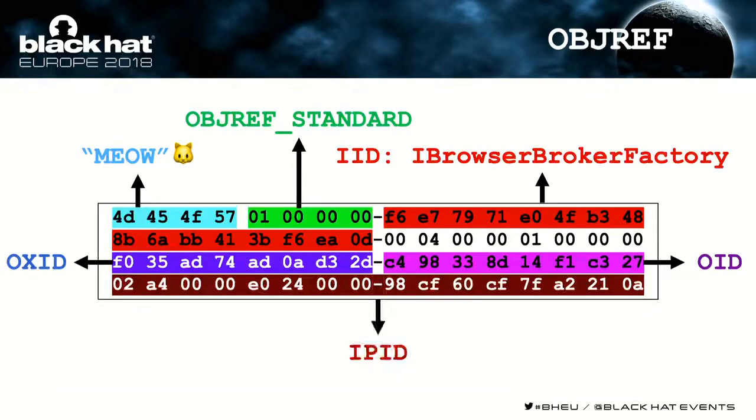Object reference is the name of the structure of a marshaled interface in COM. This is an example of a marshaled browser broker interface. It's a block of memory that starts with the signature MEOW. It's a standard object reference. Its interface ID is IBrowserBrokerFactory, and it has OXID, OID, and IPID. With all this information, it can be unmarshaled back to an interface pointer in another context.